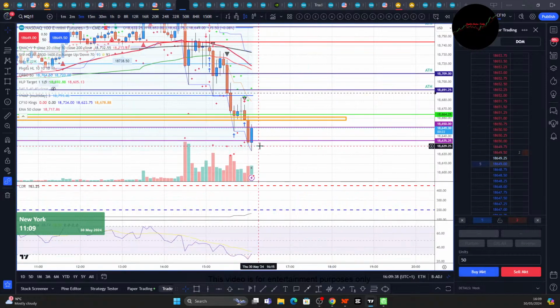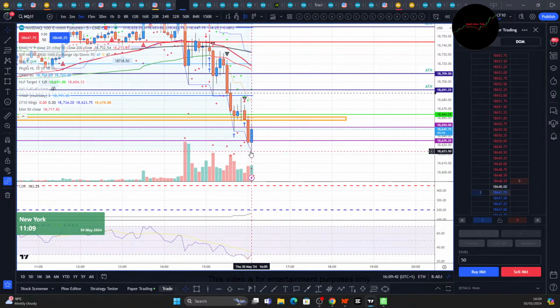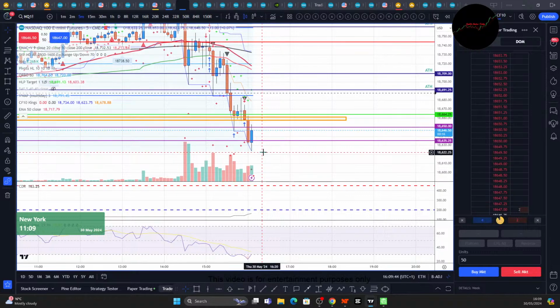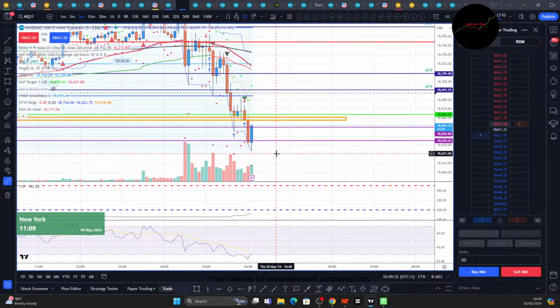The thing is, this sell-off isn't the kind that denotes the end of a trend. It's the only thing. We'll see if we can close at the highs here.